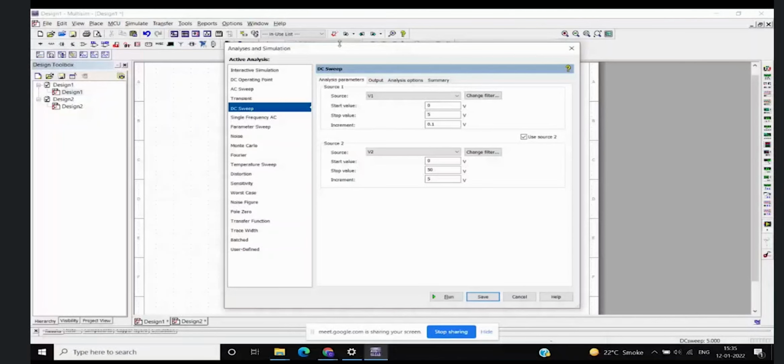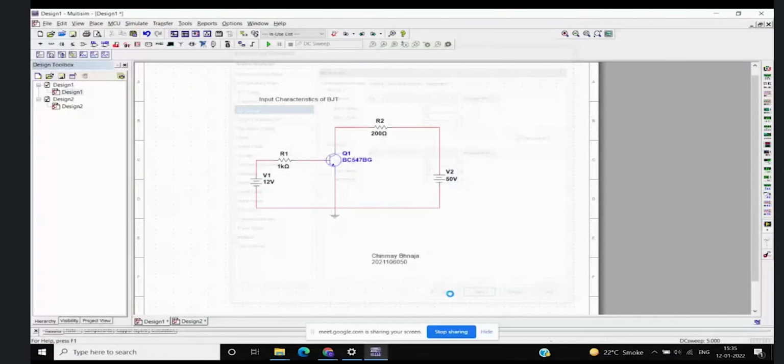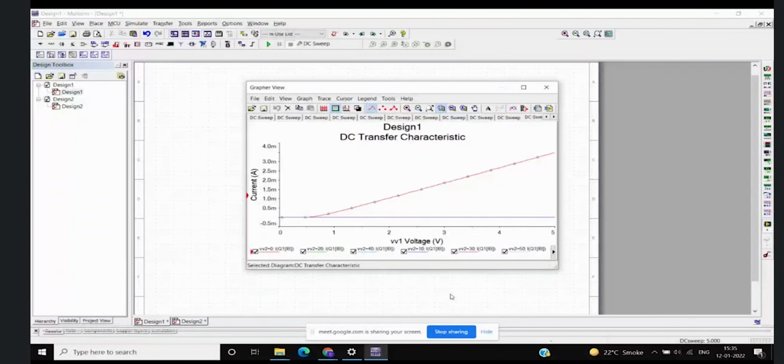Okay, make the V2 stop value as 20. Make it 20. Now run it. Why are you getting only one value? I don't know, ma'am. I tried a lot. Okay, what you have to do? Again go to DC suite.